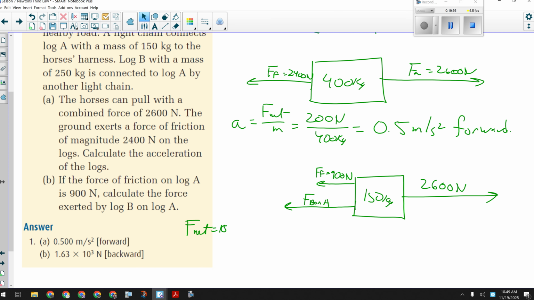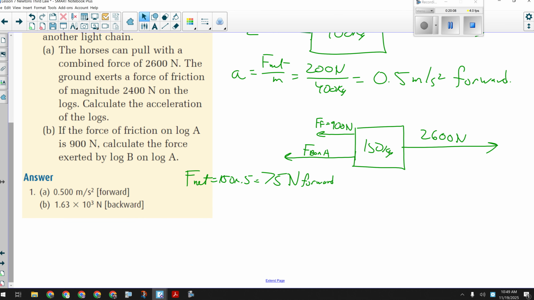F net is 150 times 0.5. So the net force on that log is 75 newtons forward. Since I know that, now I can do vector sum of all forces. F net is the applied force plus the force of friction plus the force of B on A, which is the force they want me to find. So I'm just going to subtract the other two forces over. So I'll have F net minus the applied force minus the force of friction equals the force of B on A. Vectors are important here.